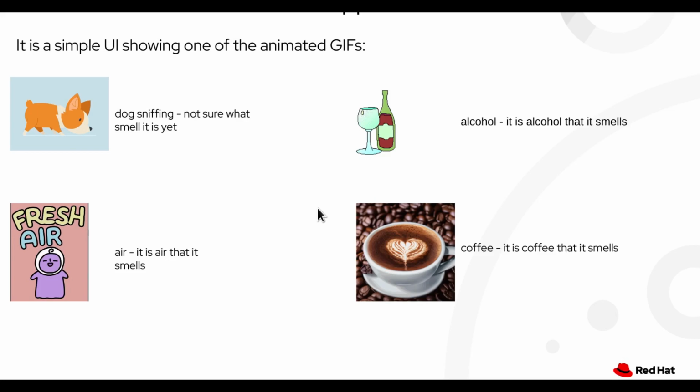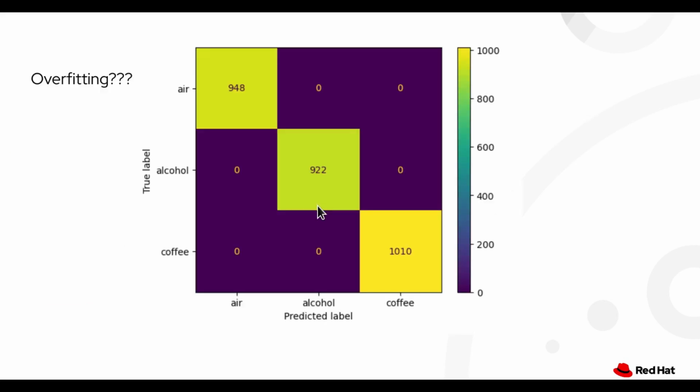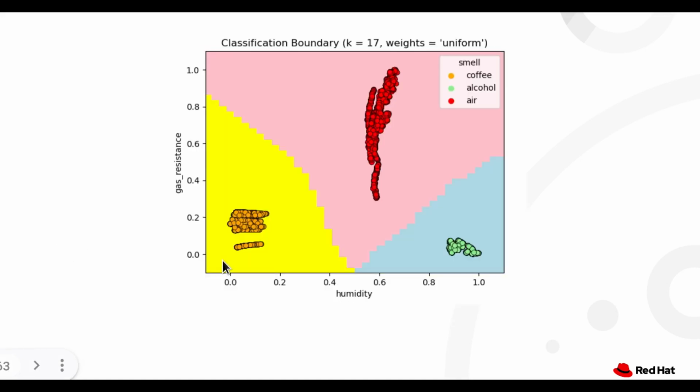You can go to my GitHub repository and click on the Jupyter notebook. GitHub will run all the cells in the Jupyter notebook, and you will see a couple of interesting graphs. First of all, the confusion matrix. The first thing that came to mind when I saw this was, was I overfitting the data, the model, right? So it couldn't be that accurate. And then I saw this classification boundaries diagram.